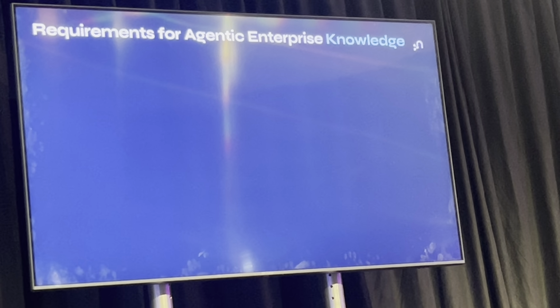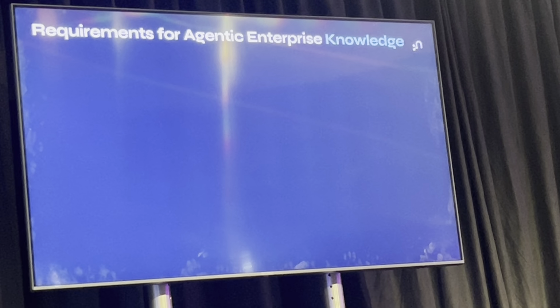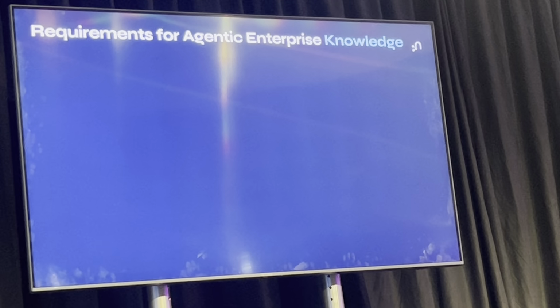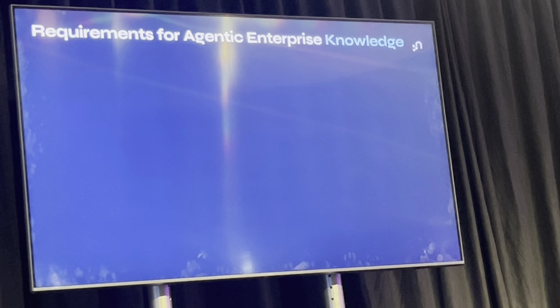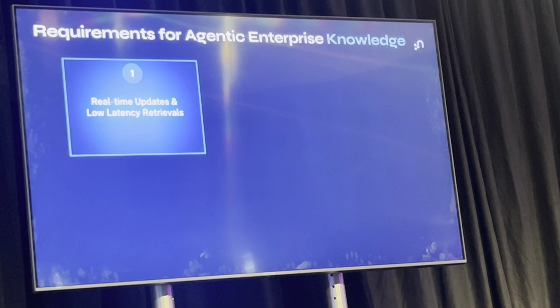Now, before I get into the solution, let's talk about what the requirements are. What do I need for knowledge for agents? We're used to talking about how agents act, but how they act is going to depend a lot on what they know. So knowledge ends up becoming a pretty important determining factor. So what do you need in a knowledge layer for agents?